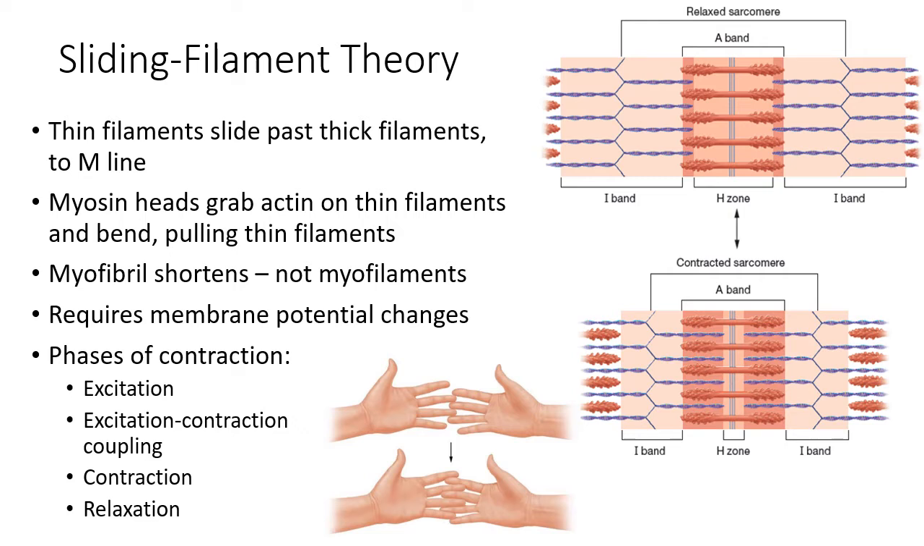So we can divide contraction into 4 different phases. First, excitation. That's when the nervous system is stimulating the muscle cell to contract. Then excitation-contraction coupling. That's basically an action potential spreading across the membrane of the muscle cell. Then you have contraction, which is when the thick and thin filaments actually move past each other. And then you have relaxation, when the filaments let go of each other and the muscle returns to its original length and the membrane potential resets. So we'll go through each of these phases in detail.